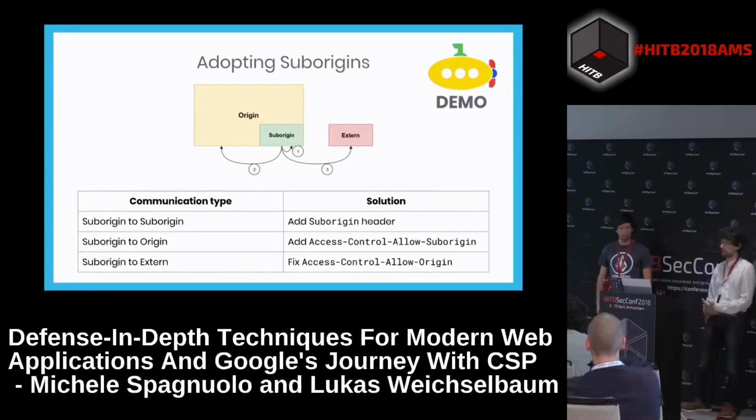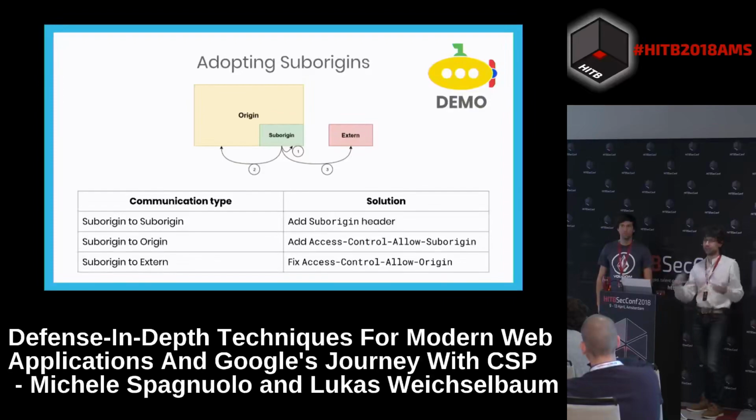This is because there come to be more communication types: suborigin to suborigin, suborigin to the, let's say, parent origin, and suborigin to an external origin. So in case of communication suborigin to suborigin, well, then the receiving, or well, the other page, the other document should just have declared the same suborigin via the suborigin header. This makes them both part of the same suborigin and everything works.